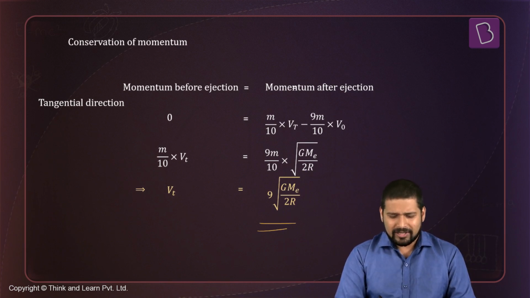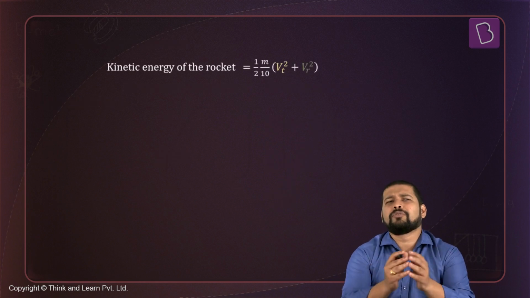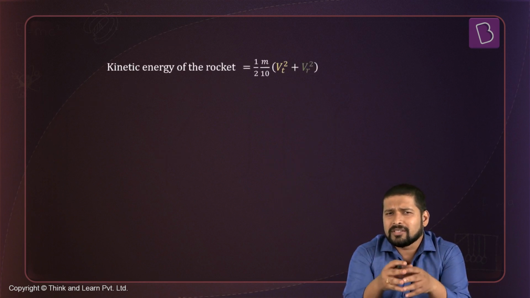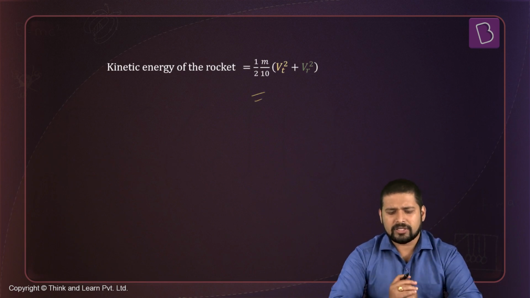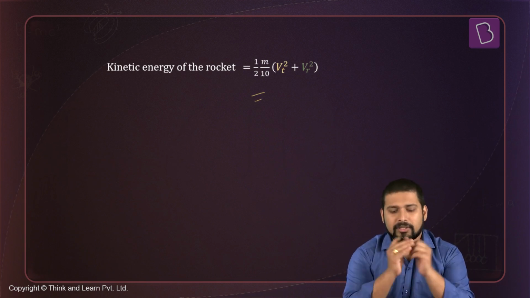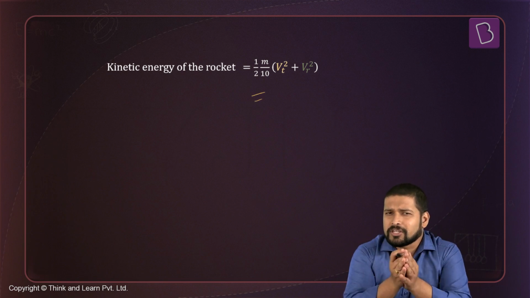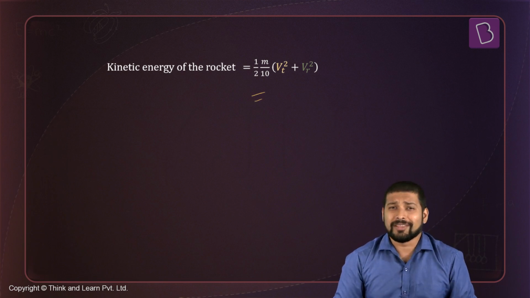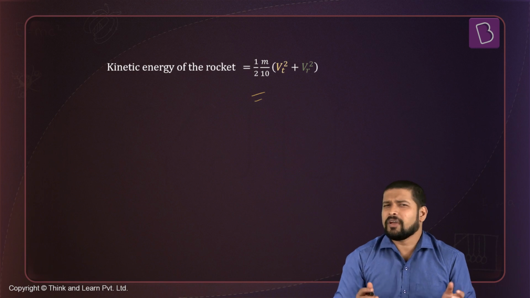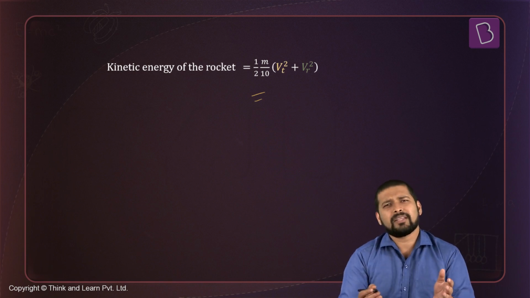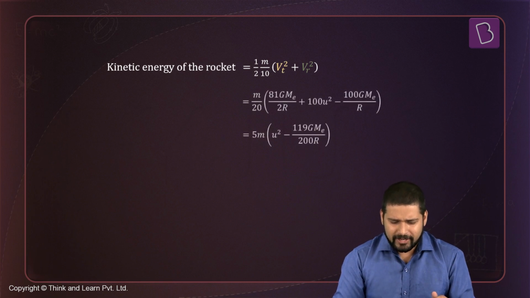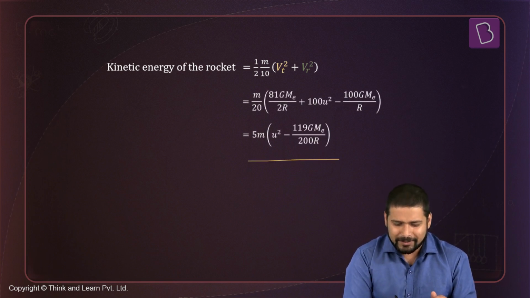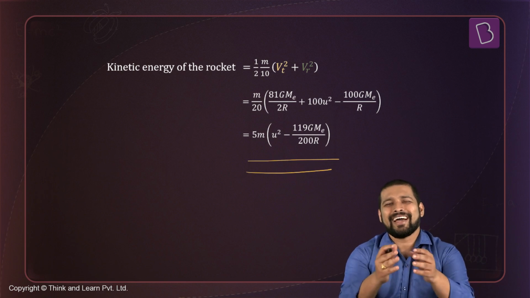Once we are done with this, we are almost done. All you have to do is figure out the expression of kinetic energy, and kinetic energy is going to be equal to half m/10, which is the mass of this rocket, times Vt square plus Vr square. All you have to do now is plug in the value of Vt and Vr that we have already found out and square them up, add them up and express the kinetic energy term. And if you do that, you end up getting this expression as your final answer.